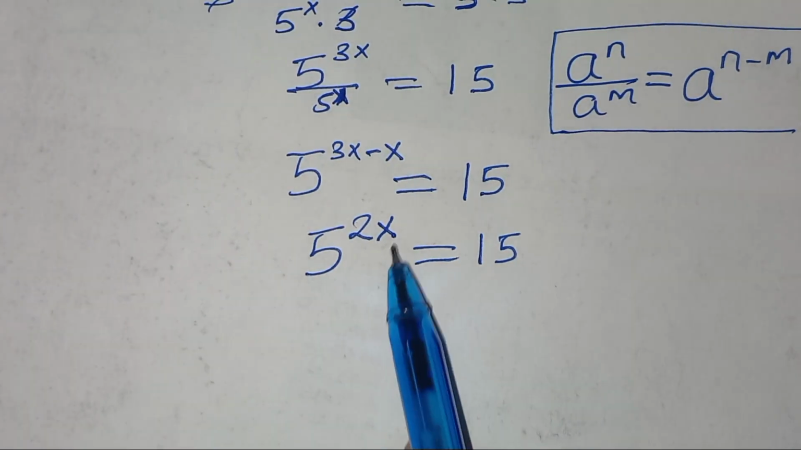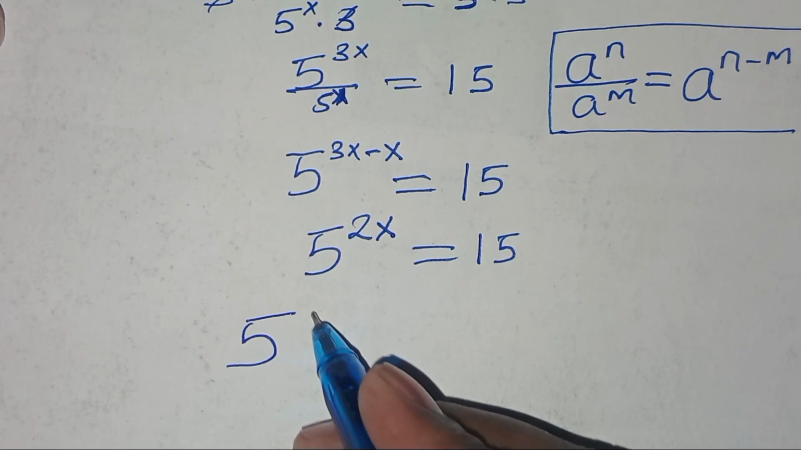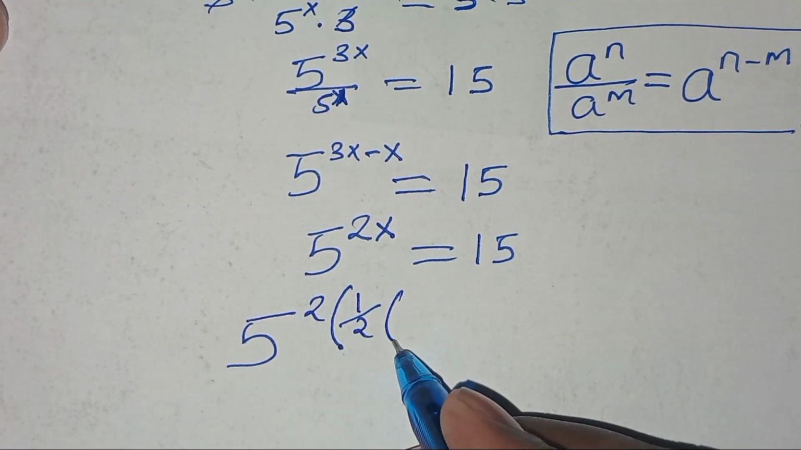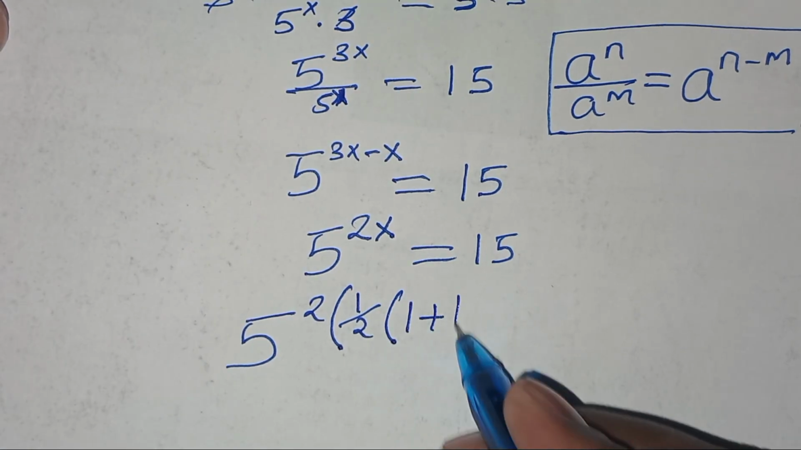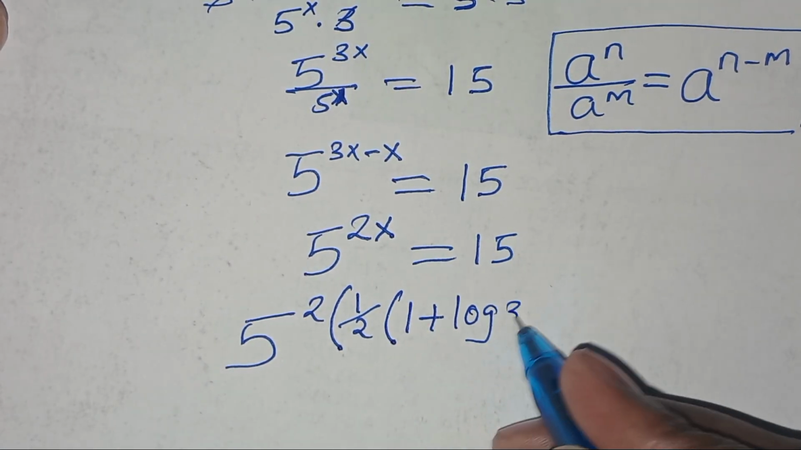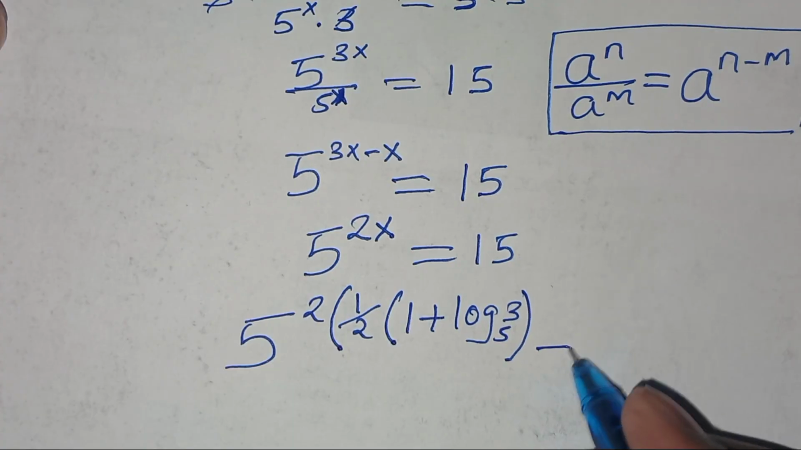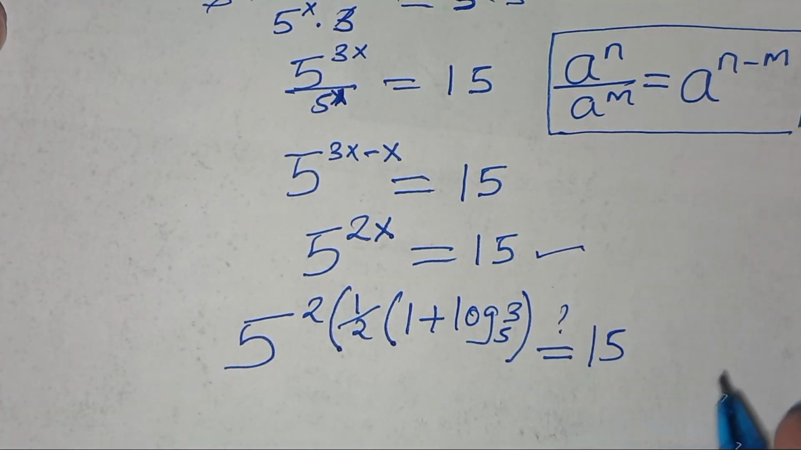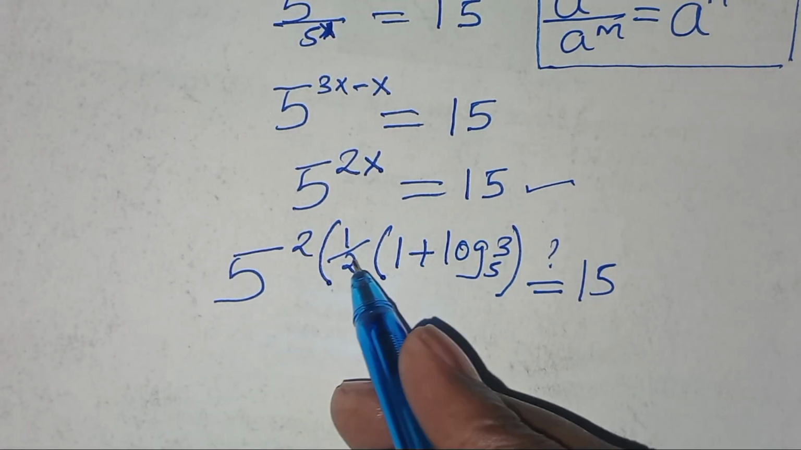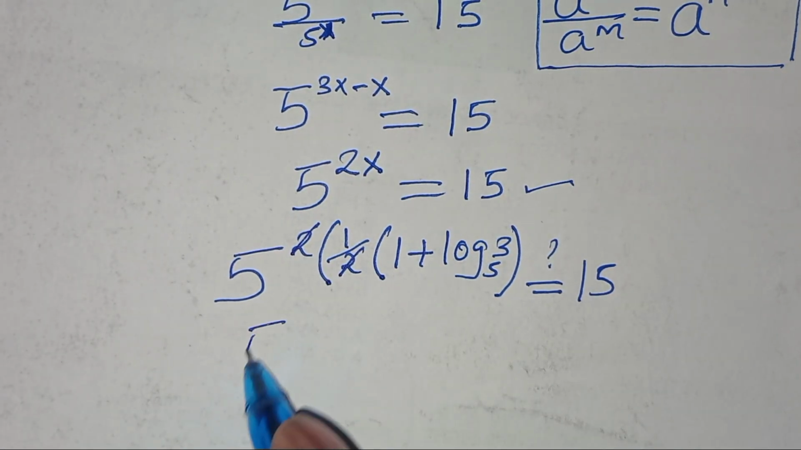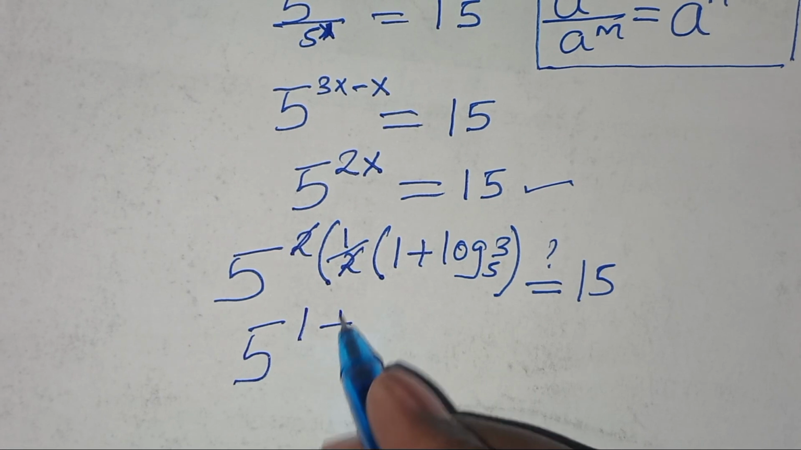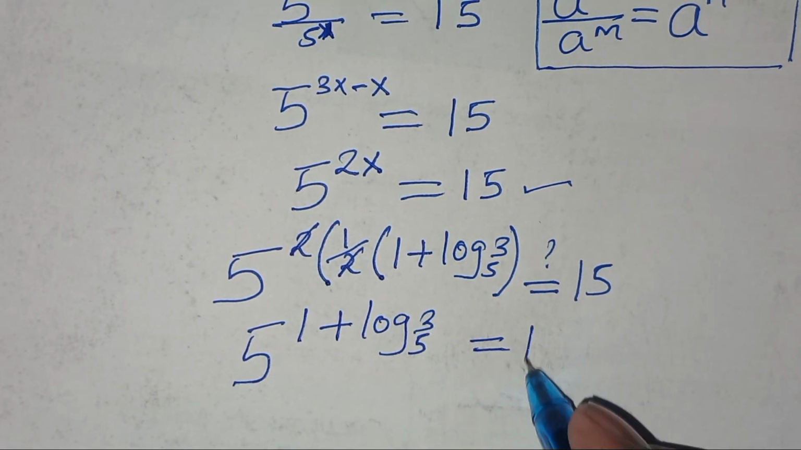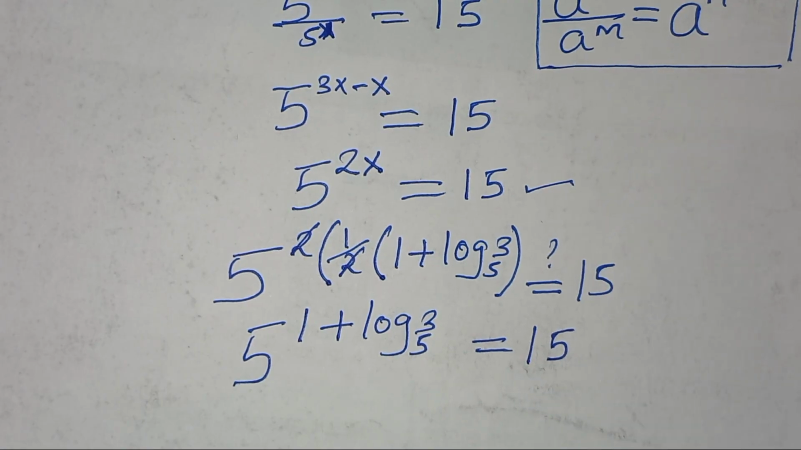So substituting the value of x here, we have 5 to the power 2 times x, which is equal to a half into the bracket 1 plus log 3 to base 5. This should give us a value of 15. So let's check if this is true. You can see here we can simplify the 2, so you have 5 to the power 1 plus log 3 to base 5. This should give us a value of 15.